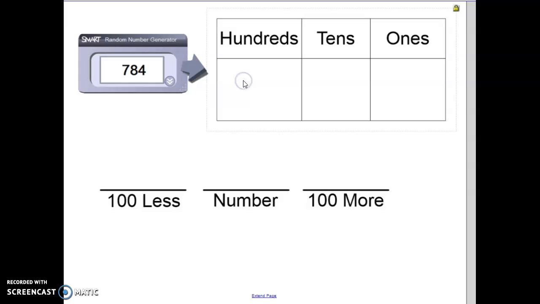All right, our number is 784. 784. Go to your hundreds and take 100 away, and you have 684. Go to your hundreds place and add one more, and you will have 884.